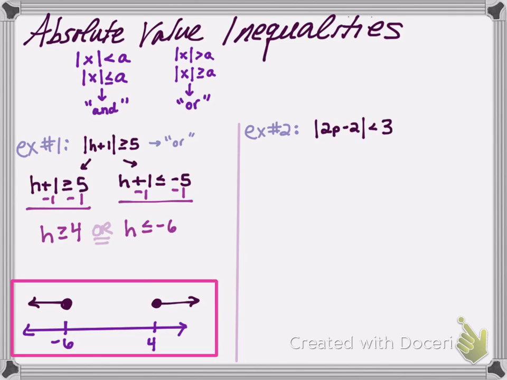We have a less than sign, which means if we look at our notes above, we are going to be doing an and statement. So let's go ahead and split it up. So our first equation is just like what we see above. We just dropped the absolute value bars. Our next one, remember to flip the sign and make it negative. Go ahead and solve both.